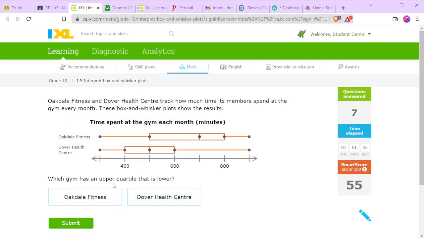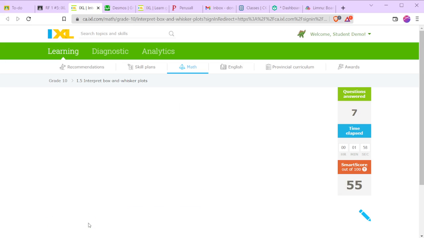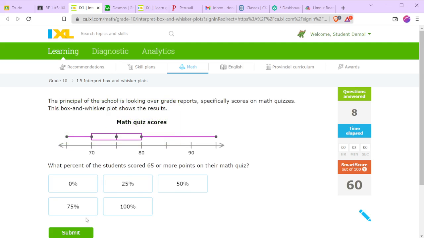So which gym has an upper quartile that is lower? The upper quartile is the right edge of the box. That's the Dover Health Center. What percentage of students scored 65 points or more? Well, that appears to be all of them, since the low edge is at that 65 mark.